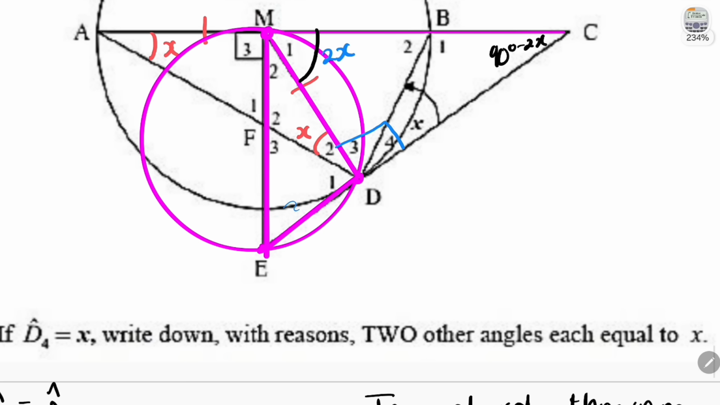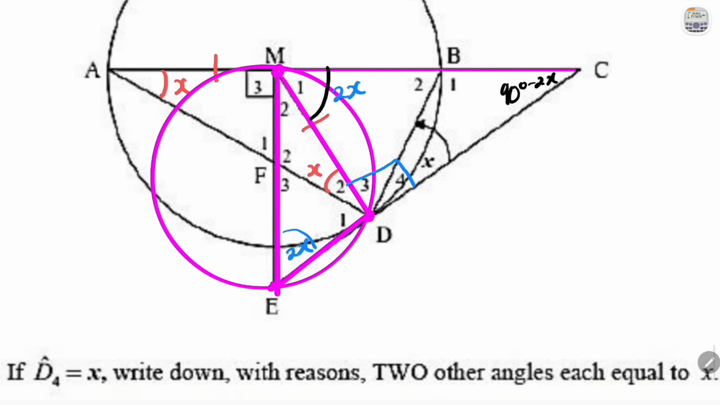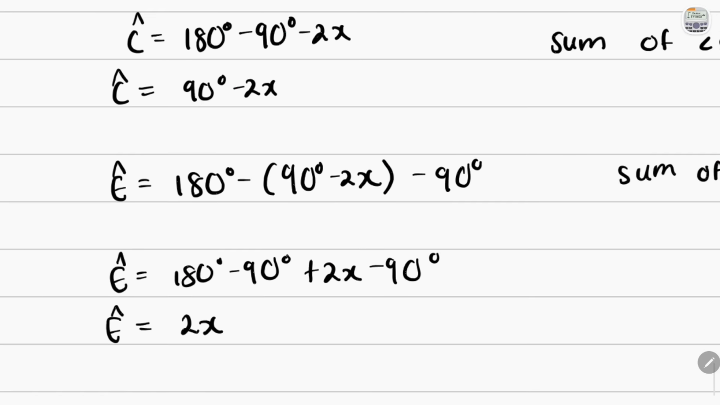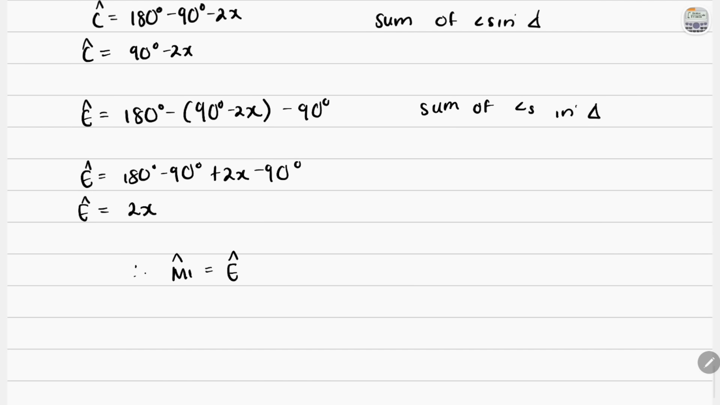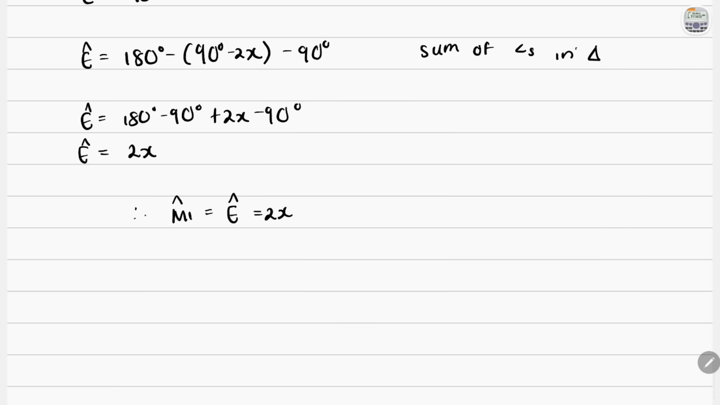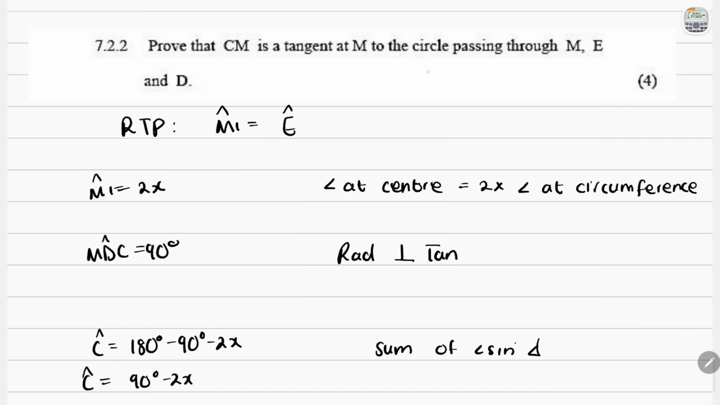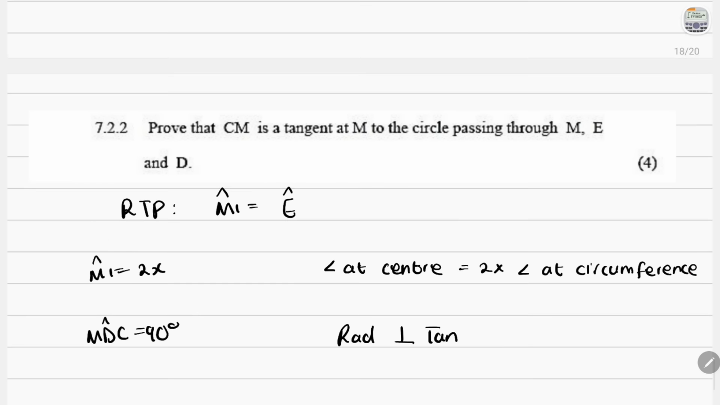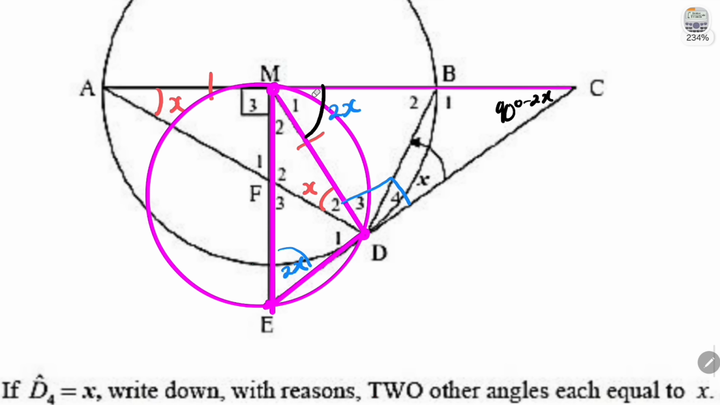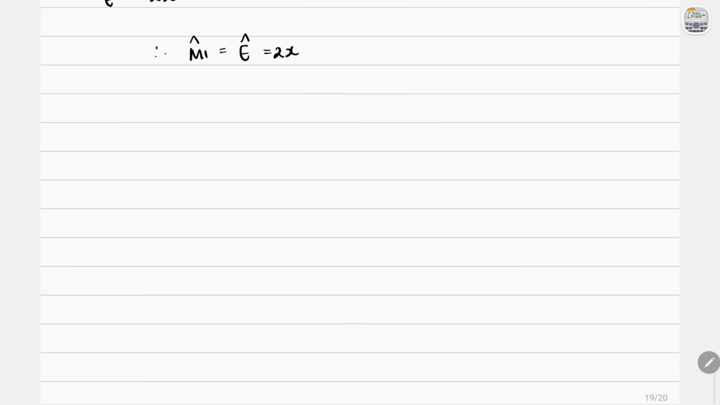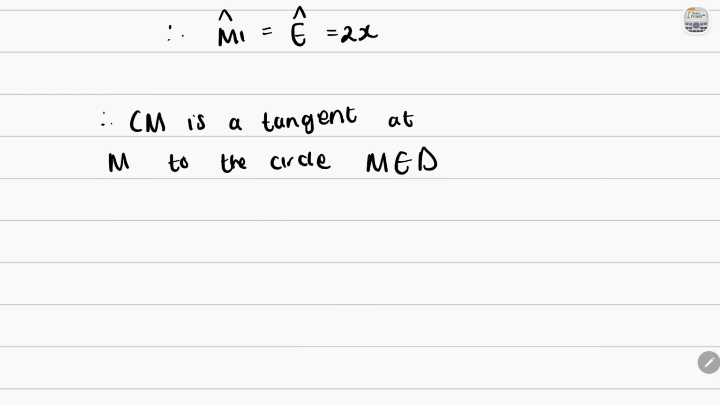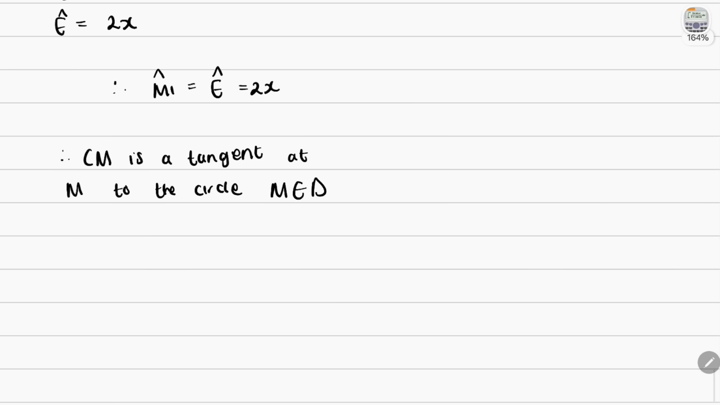So now that we know that this is also 2x, we can conclude that angle M1 is equal to angle E. And because they are both equal to 2x, it means that CM is really a tangent to the circle passing through MED at M. Because the angle between this supposed tangent and the chord is equal to the angle at the circumference subtended by that same chord. So we can go ahead and conclude that it is actually a tangent. And the reason for this, I will not use the tan chord theorem.